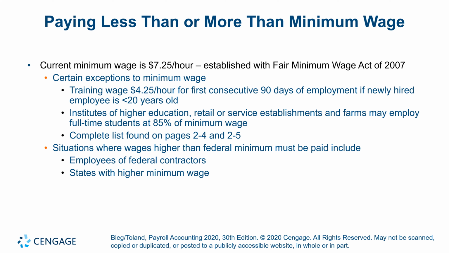There are a few exceptions to the minimum wage laws. A training wage of $4.25 an hour could be paid for the first consecutive 90 days of employment if the newly hired employee is less than 20 years old. Institutes of higher education, retail or service establishments, and farms can employ full-time students at 85% of minimum wage.